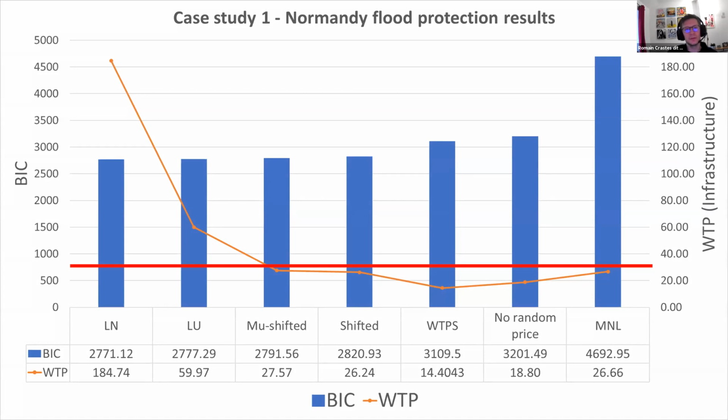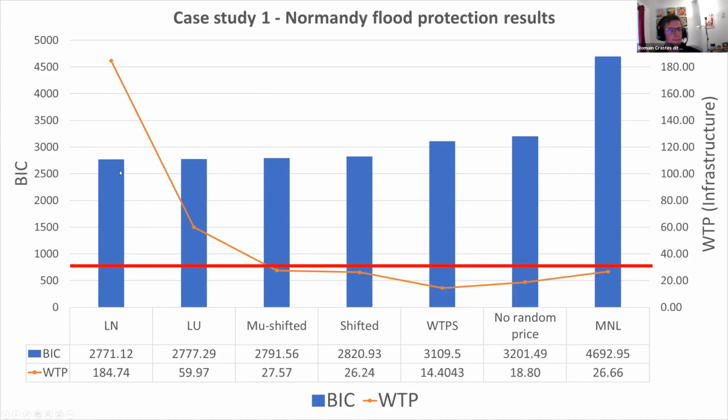So this is the result for the Normandy flood protection survey, okay? This orange bar is my willingness to pay estimate for a given attribute, which in that case is improving infrastructures like dams and dikes and so on. This red bar is the highest price bid in the stated preference design. And these blue bars correspond to the goodness of fit of the model, that is the BIC. And the BIC is the lower, the better.